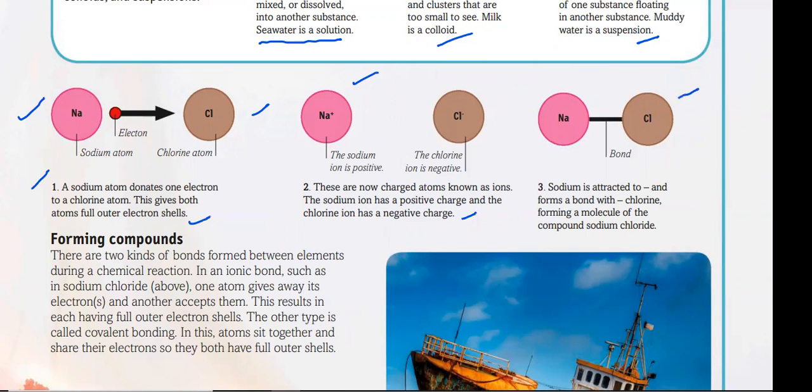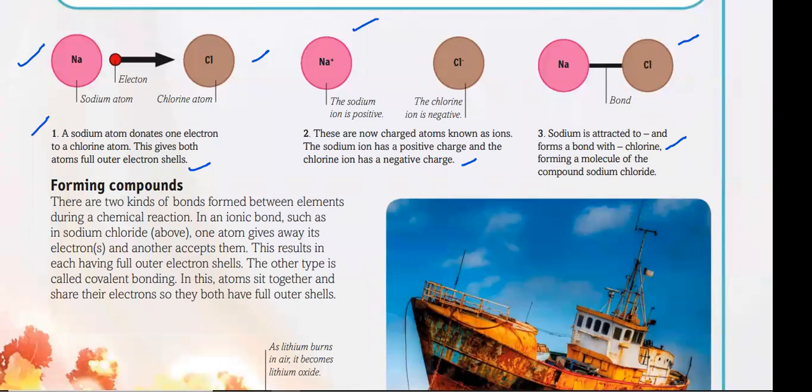The third picture, if you observe here, sodium is attracted to the chlorine and forms a bond with it, forming a molecule of the compound sodium chloride. So here, there is an electrostatic force of attraction, which we call an ionic bond.